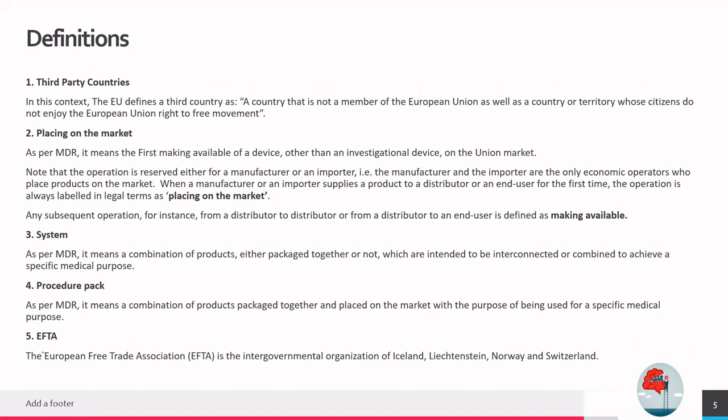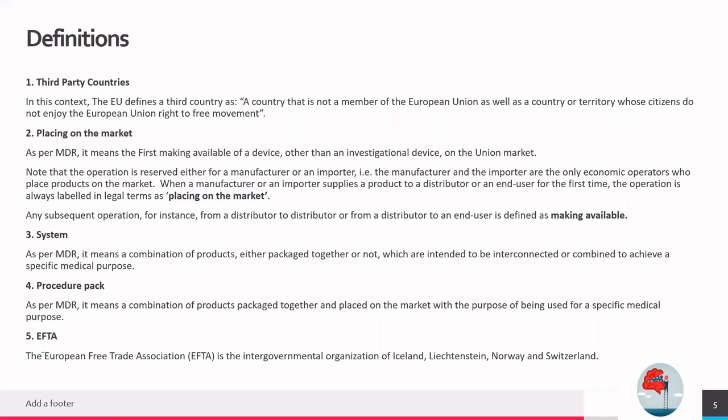Okay, so first let's check placing on the market, what it is. As per MDR, it means the first making available of a device, other than an investigational device, on the Union market. Other than an investigational device means apart from the devices which are under clinical trial, or any device which is placed for the first time in the market. Note that this operation is reserved for either a manufacturer or an importer. So placing on the market is applicable only for the manufacturer and importer.